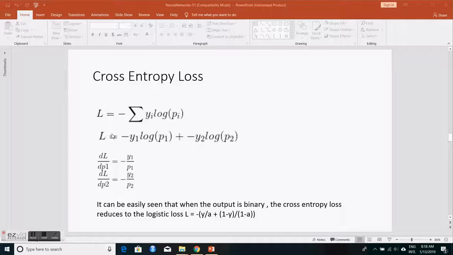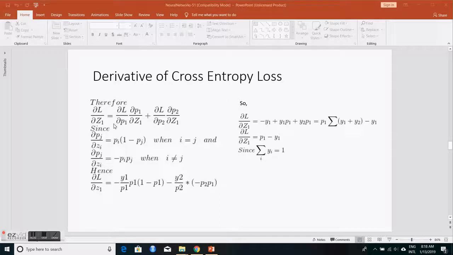And in fact, if you take this formula and apply it to binary classification, where the output is either y or not y, which is 1 minus y, you can see that this formula reduces to the logistic loss formula, which is minus y by a minus (1 minus y) by (1 minus a).